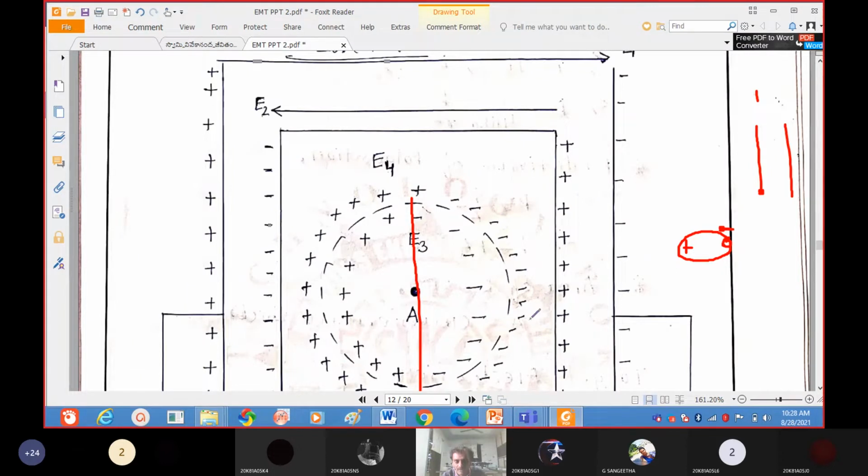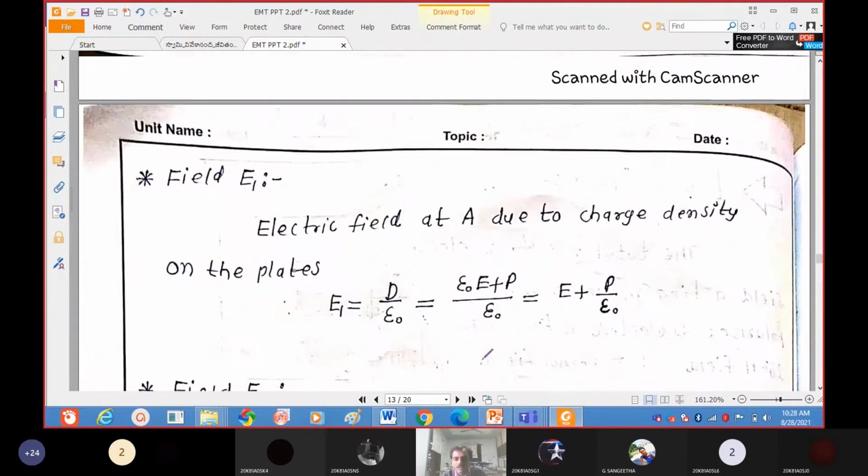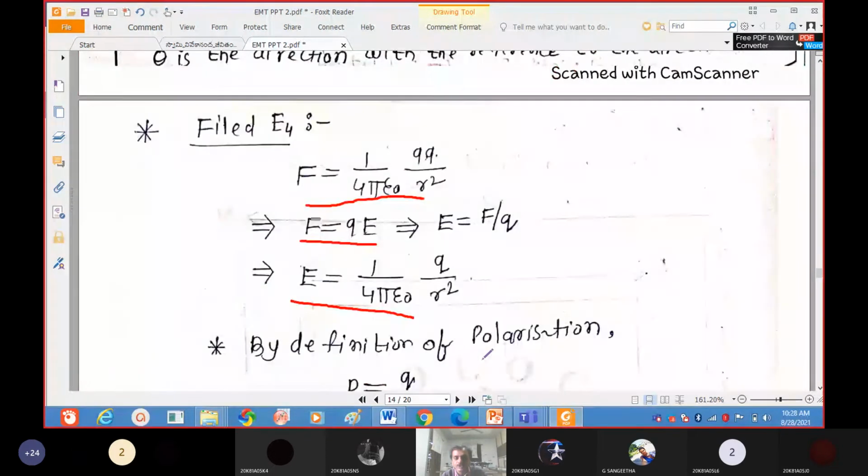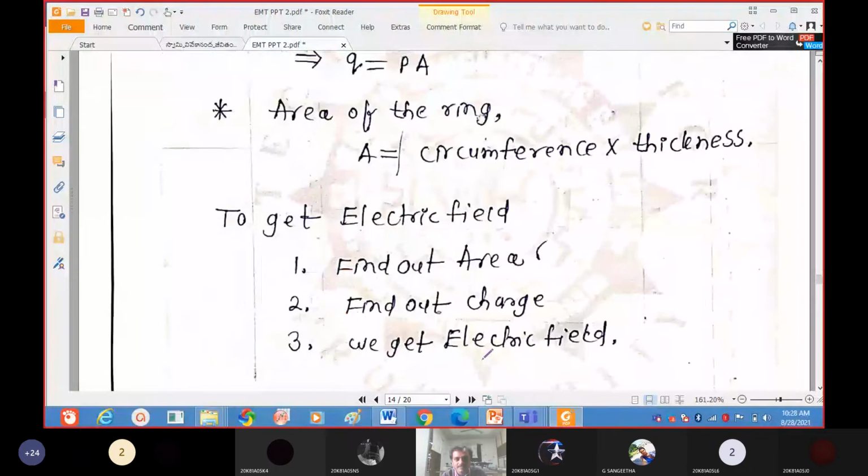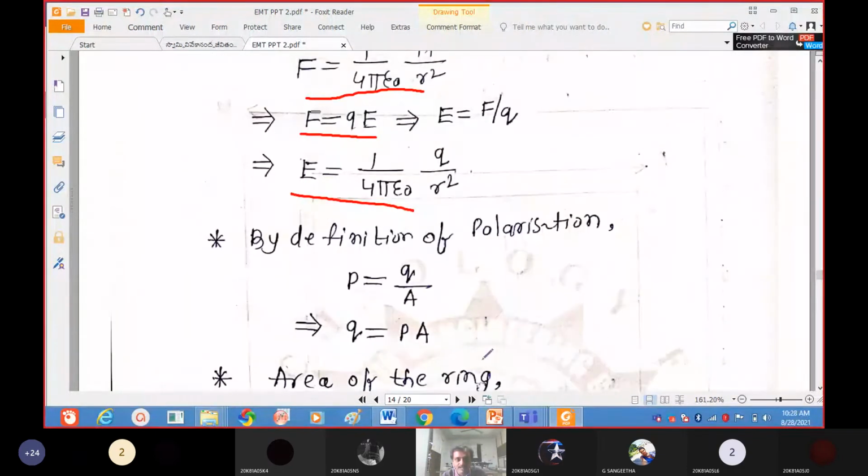At a time it is not possible to calculate for all the charged particles. That's why we will consider the small area, dA. Due to that small area, what is the electric field we have to calculate? The polarization is numerically equal to P is equal to Q by A, so Q is equal to P into A. This is the relation between P and Q.